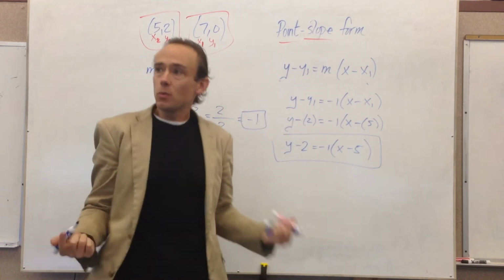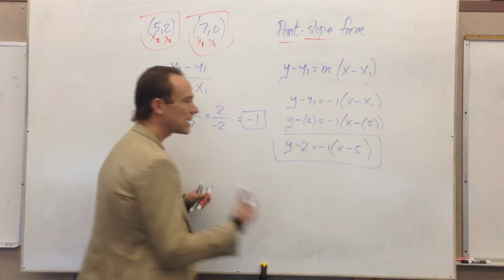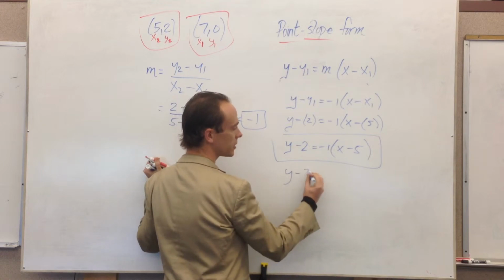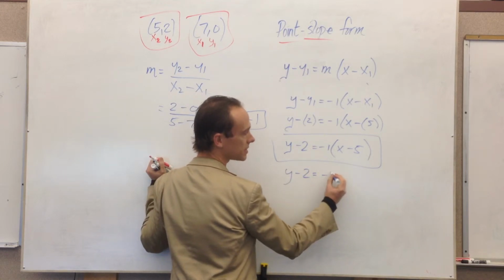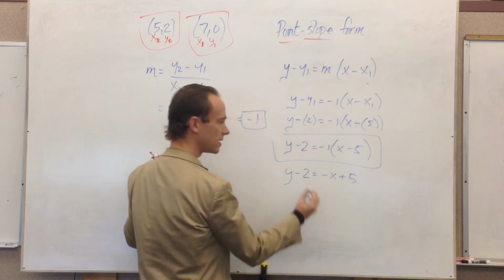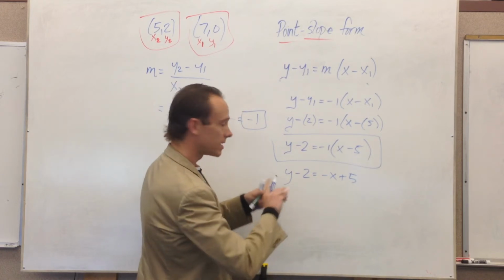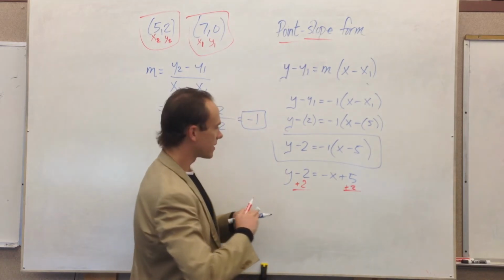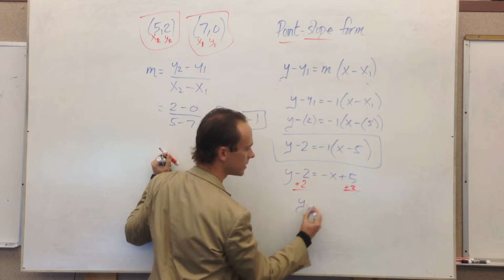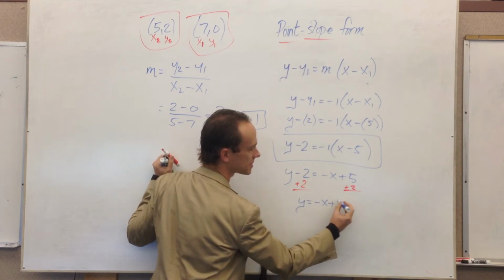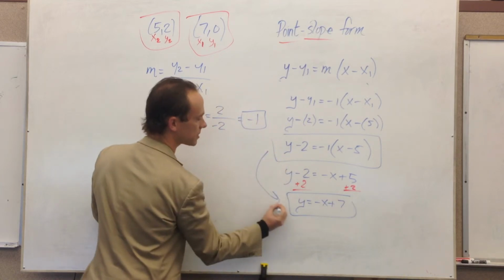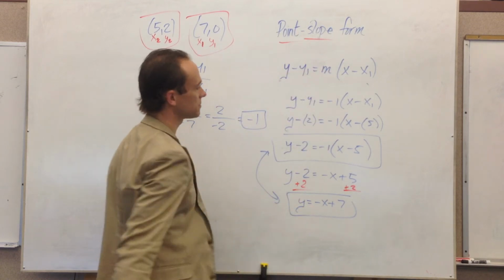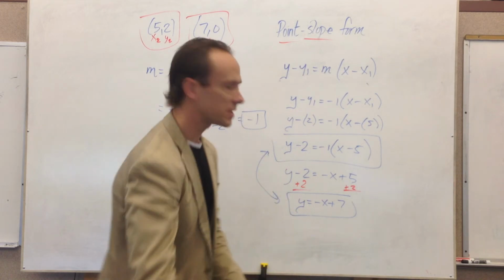And if you wanted it in slope-intercept form, might as well challenge yourself to do that. Just distribute that negative 1, and you get y minus 2 is equal to negative x plus 5. And then I'll add 2 to both sides. Alright? And then you get y is equal to negative x plus 7. So these are the same equations. This one's in point slope form, which is what I wanted, and that's in slope-intercept form. You want to be able to go back and forth between those.